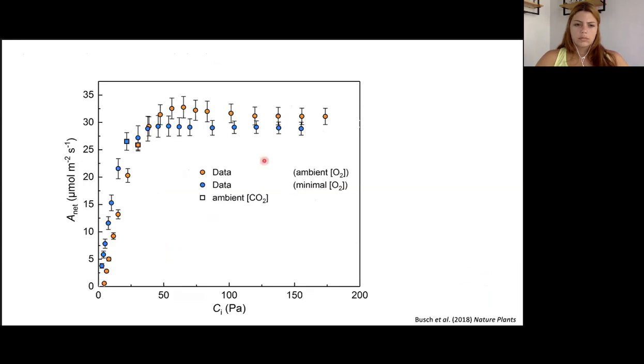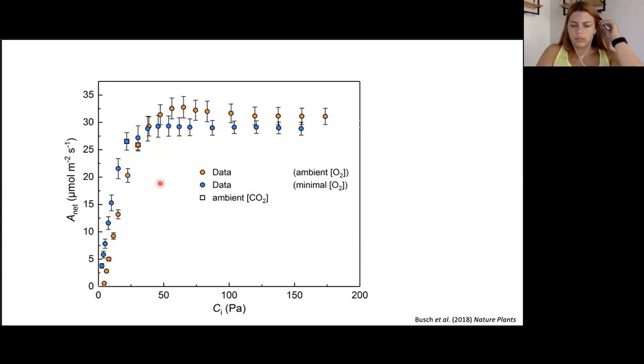And so if we take those same plants and we measure the A-Ci curves at ambient oxygen concentration, so 21%, we get those orange dots. And if we take those same leaves and we measure that at essentially no oxygen concentration, so where there's no photorespiration or no oxygenation reaction happening, we get those blue dots. And you can see that assimilation rate is increasing here, whereas it is decreasing here, where it's increasing in this area here.